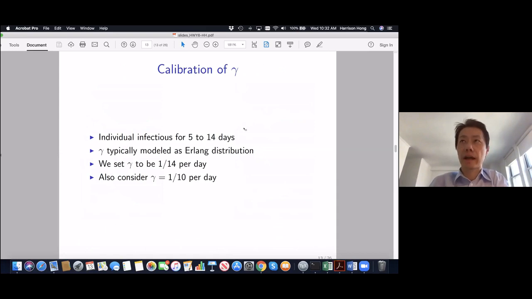So let's talk about how we calibrate and estimate the model. There are three parameters. The parameter gamma, which captures the exit rate, we think that individuals are infectious for a period of about 5 to 14 days. Typically in large-scale epidemiological models, gamma is modeled as a distribution. It's not something that's estimated per se, given the fact that there's a lot of variance across individuals in terms of how long they're infectious. For our purposes, we're going to set it to the higher limit, which is 14 days. We've also experimented with other specifications, such as, for instance, 10 days of infectiousness.